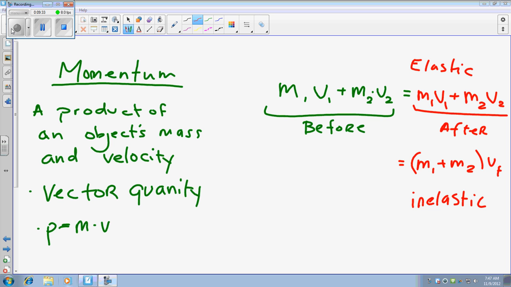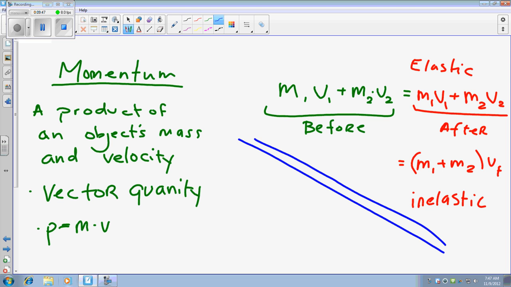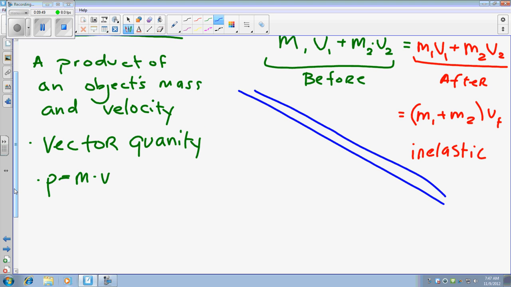Now, the big thing with the conservation of momentum problems is you just have to think about, is it in one dimension or two dimensions? Most of the problems we'll see are going to be in one dimension. You may have one or two in two dimensions. And if we're talking about a two-dimensional problem, you just need to make sure that you consider the horizontal and the vertical components.